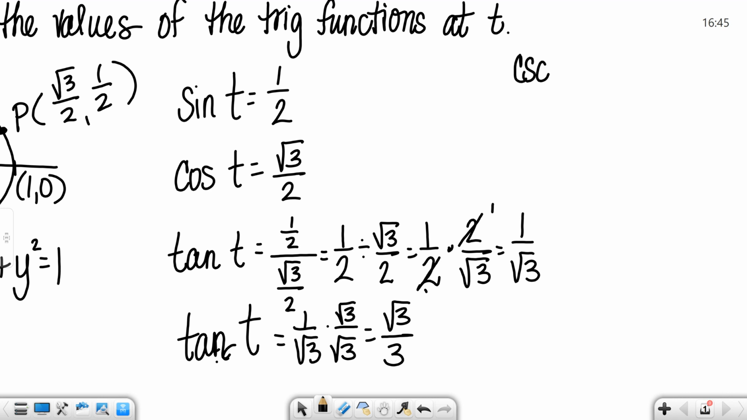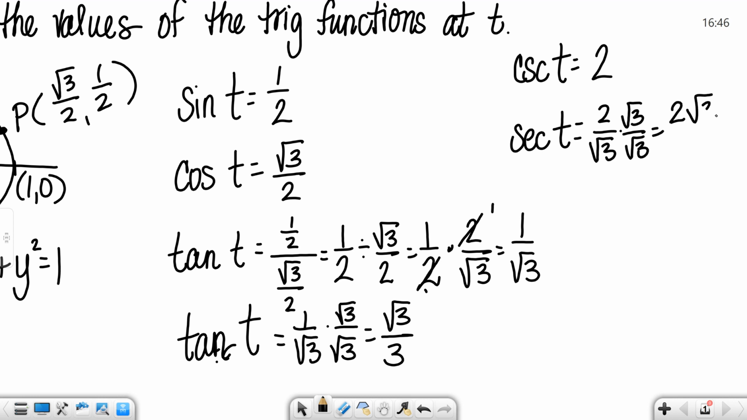All right, cosecant of t. Remember, it is the reciprocal of the sine. So it's just 2. The secant of t is the reciprocal of the cosine. So 2 over the square root of 3, we must rationalize. So we get 2 square root of 3 over 3. And then our cotangent of t, okay, I've got to do the reciprocal of tangent.